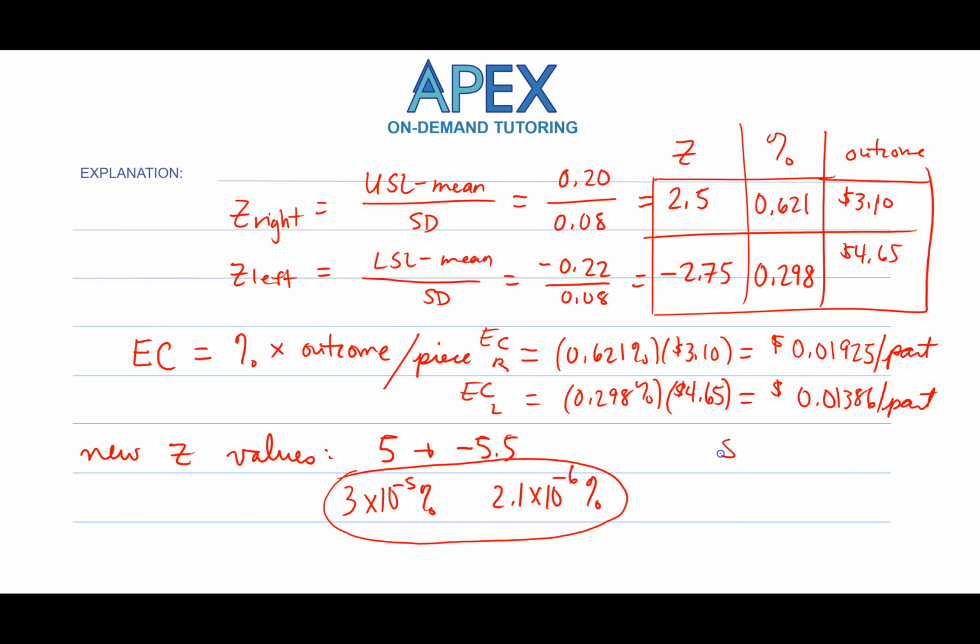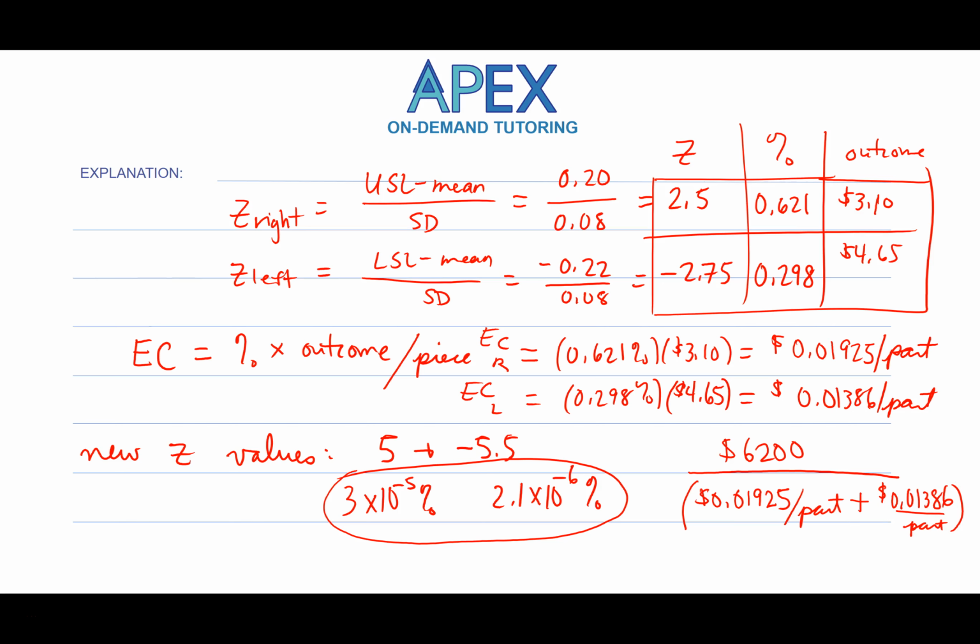So our machine actually costs us $6,200, and to find the number of parts, we're simply going to divide this by the amount that we are paying per part. And we have a chance of paying 0.01925 per part if we are above the limit, and we also have a chance of 0.01386 per part, running out of space a little bit, if we're below the limit.